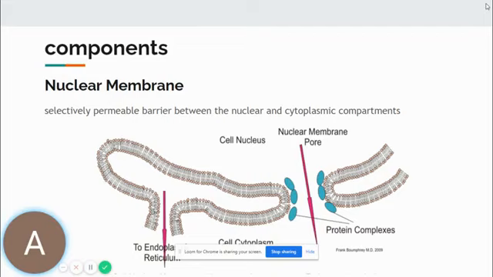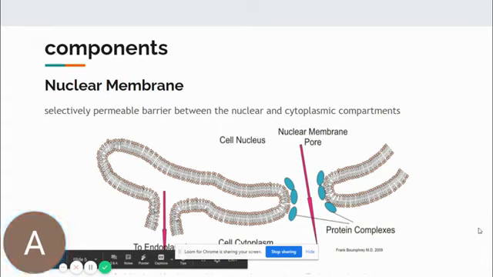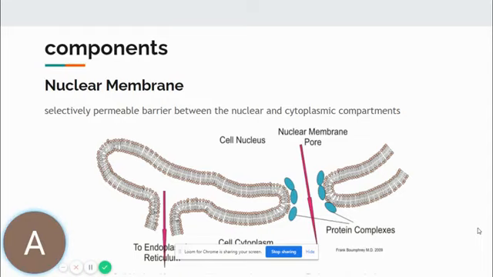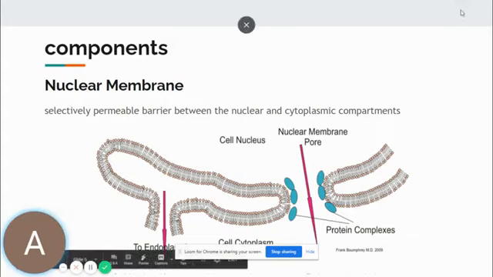Why is it selectively permeable? It lets ions and solutes, certain electrolytes, freely pass by diffusion between the cytoplasm and the nucleus, and that is how the nucleus is in equilibrium with the cytoplasm. But at the same time, it also regulates the passage of certain macromolecules. So, of course, proteins, certain signaling molecules are regulated by this permeable barrier through the nuclear pore membranes.